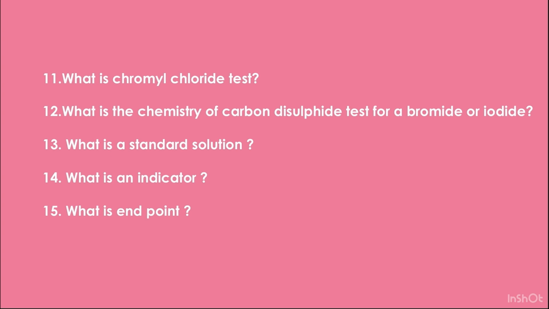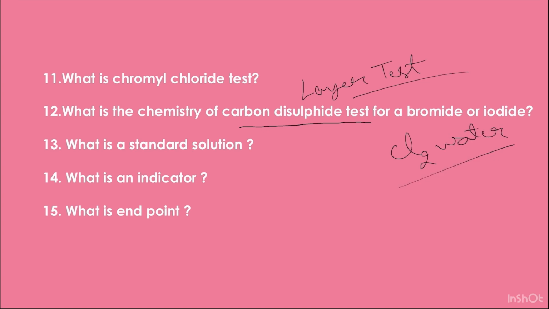What is the chemistry of carbon disulfide test? This is also called layer test. In this test, you take carbon disulfide, you take the salt solution, you add chlorine water also. What is the purpose of taking chlorine water here? Because you have bromide, Br minus and iodide.